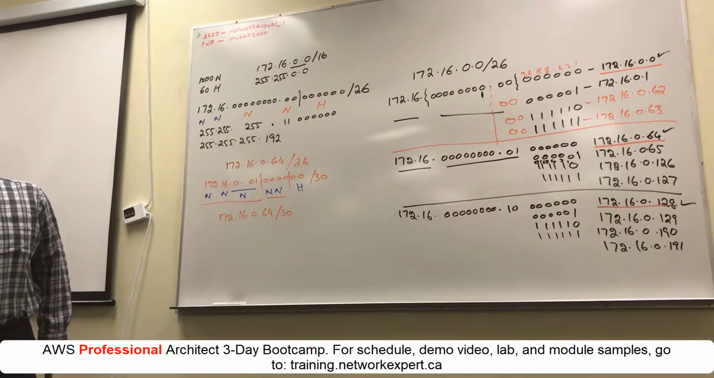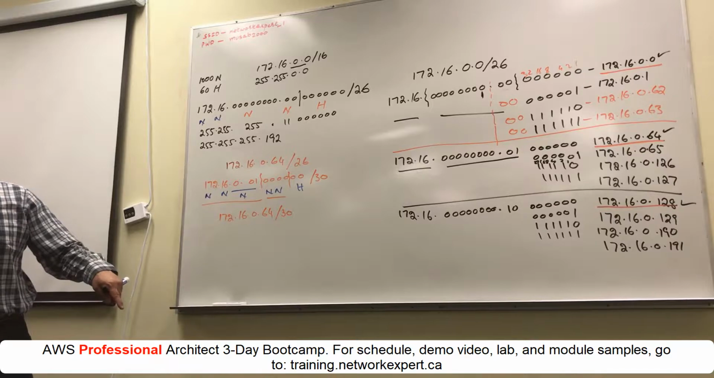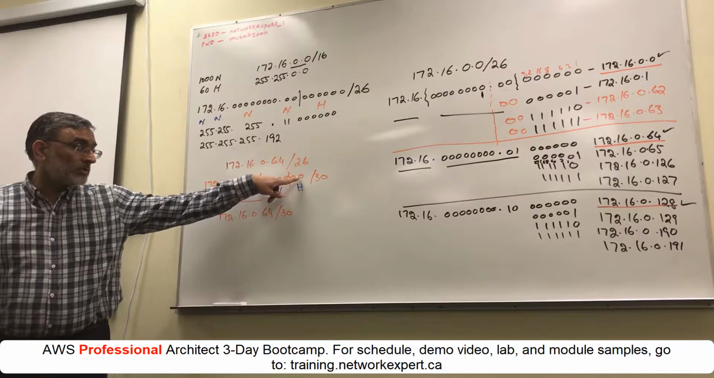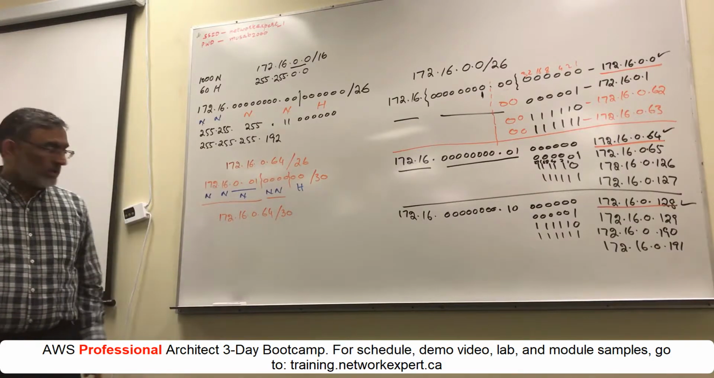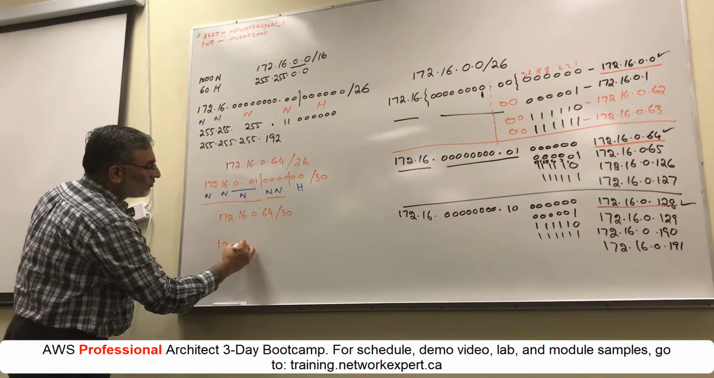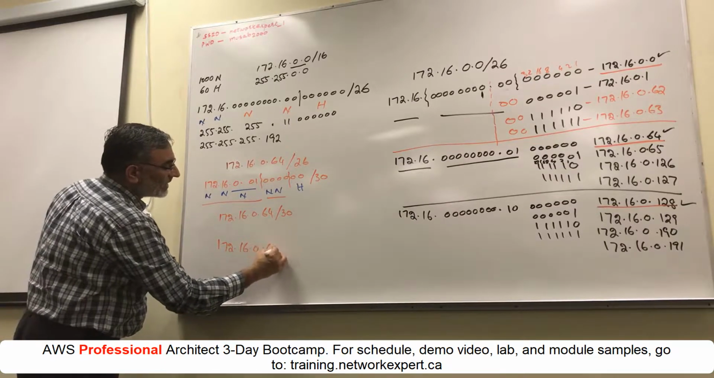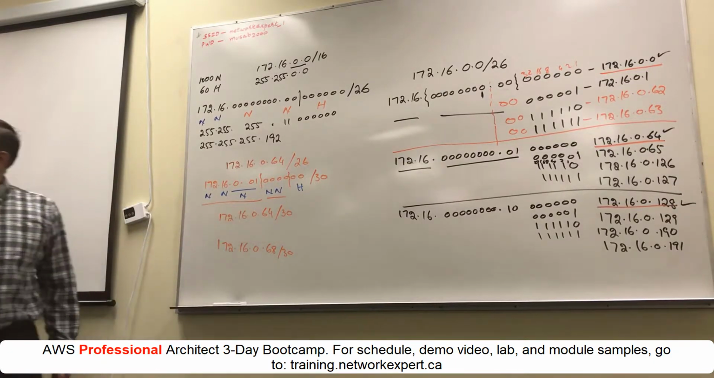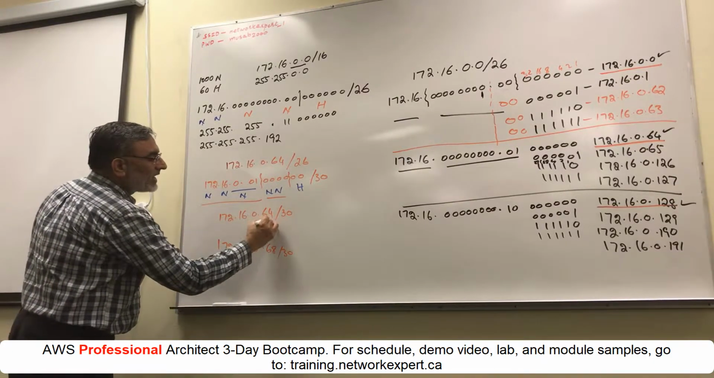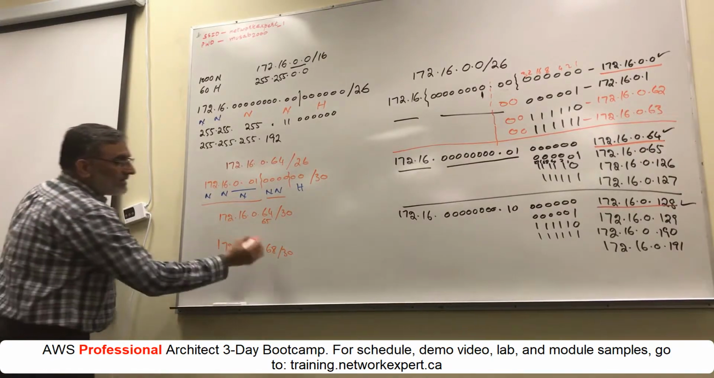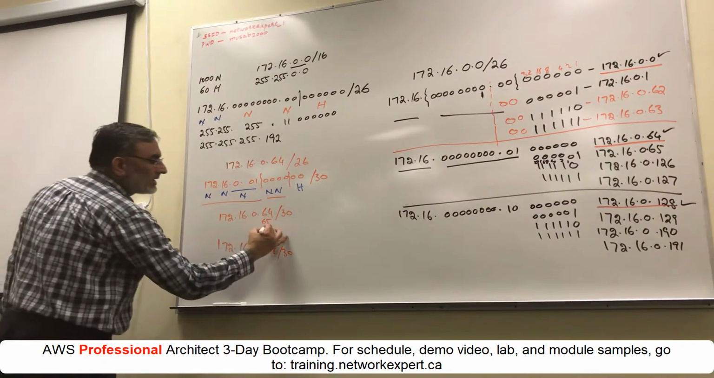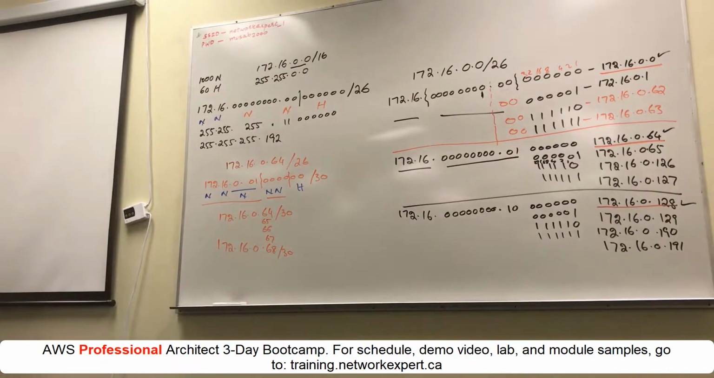Next one: 2 raised to the power 2 is what? 4. So subnet addresses will jump at the rate of 2 raised to the number of bits in the host portion. If 64 is first, the next address will be 172.16.0.68/30. If 64 is my subnet address, 65 is the first valid IP. One less than the next subnet address is my broadcast address, and 66 is my last valid IP address in this. And you can keep on.